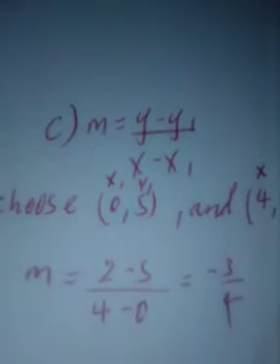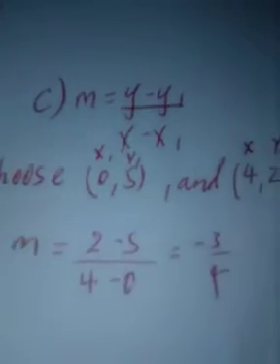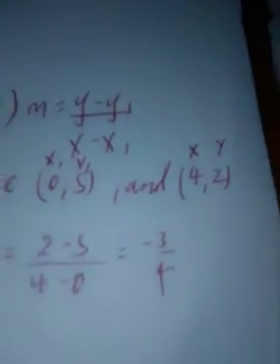Now, I can choose 2 points on this line. I'm going to choose 2 points that I didn't calculate. I'm going to choose 0, 5 and 4, 2, just in case you happen to be wrong. Right? So 0, 5, 4, 2. I'm going to call this x1, y1. So now the slope is equal to y, 2, minus y1, 5, over x, 4, minus x1, 0. 2 minus 5 is minus 3. 4 minus 0 is 4, so I get minus 3 over 4, which we expected. See? This is the slope of the line, minus 3 over 4.